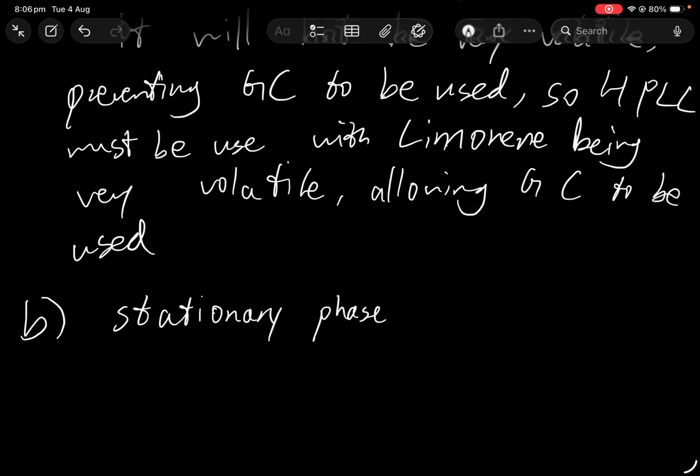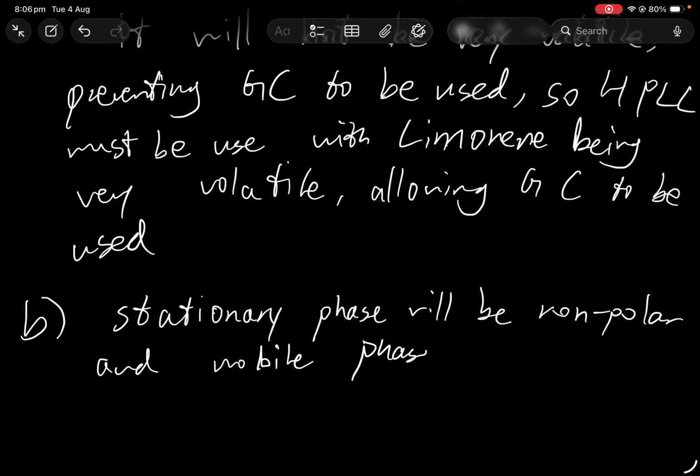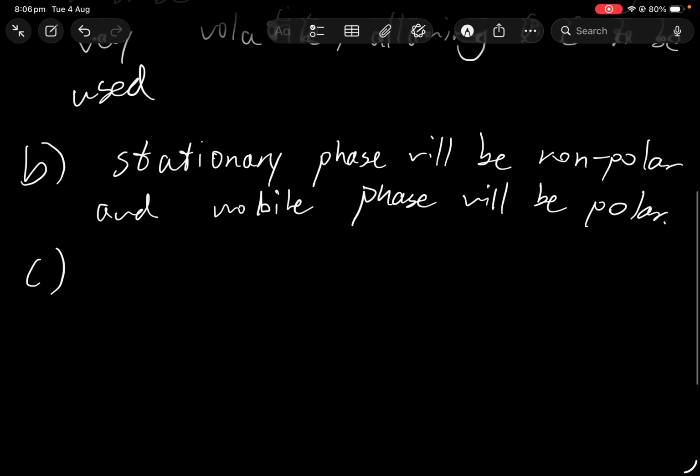the stationary phase will be non-polar, and the mobile phase will be polar. Okay. And part C says predict whether the limonene retention time will be extremely short or extremely long in this reverse phase system, and justify your answer using intermolecular forces.